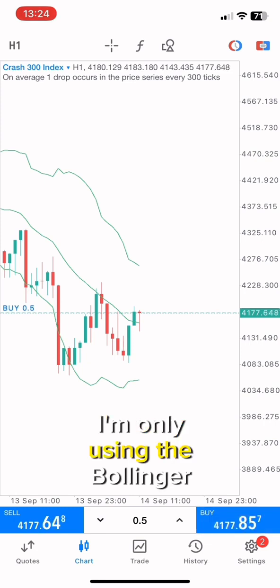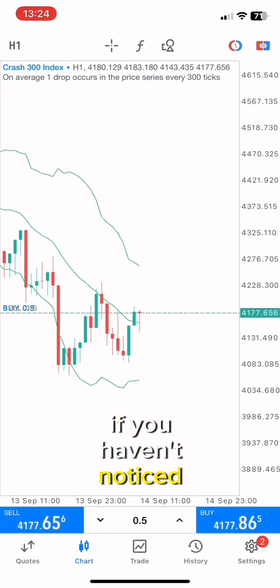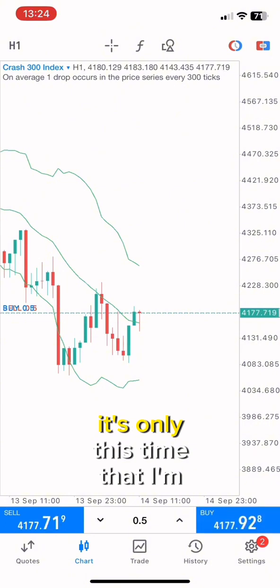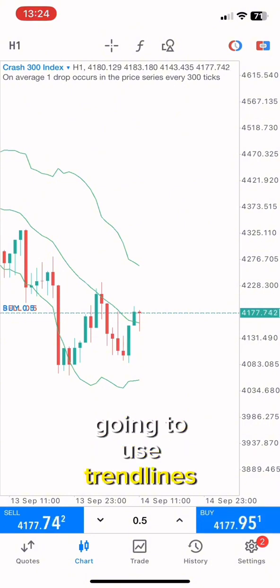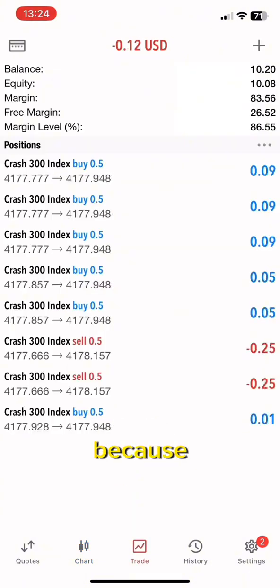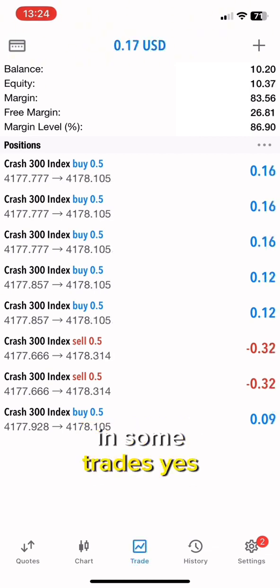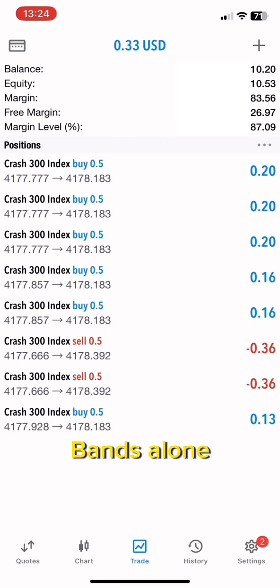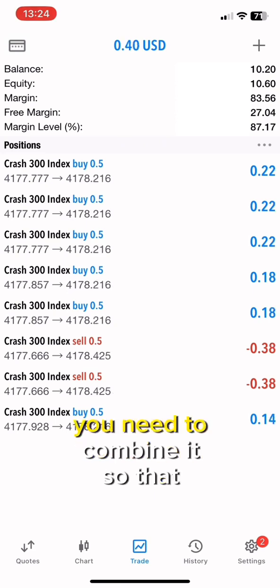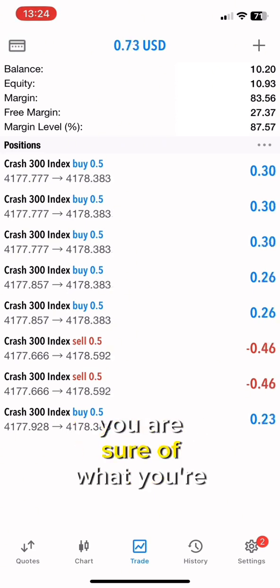I'm only using the Bollinger Band. If you haven't noticed, I use the Bollinger Band. It's only this time that I'm going to use trend lines plus Bollinger Band, because you can't depend on Bollinger Band on every trade. In some trades, yes, you can use the Bollinger Bands alone, but in some trades you need to combine it so that you are sure of what you're doing.